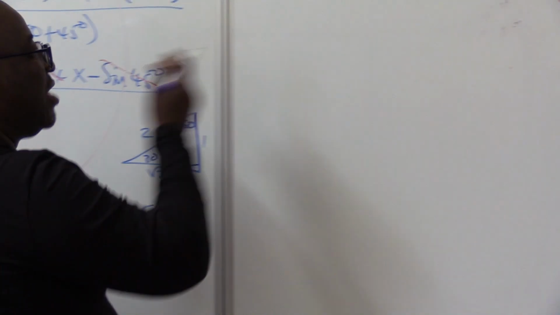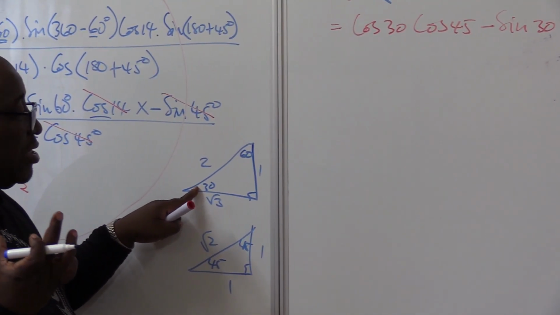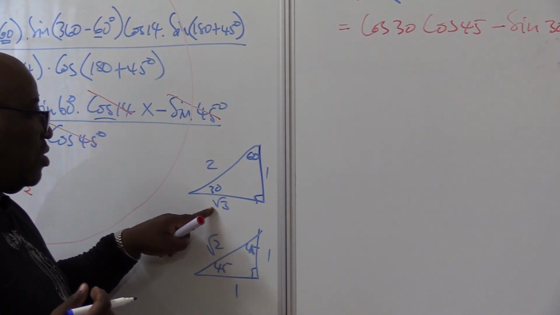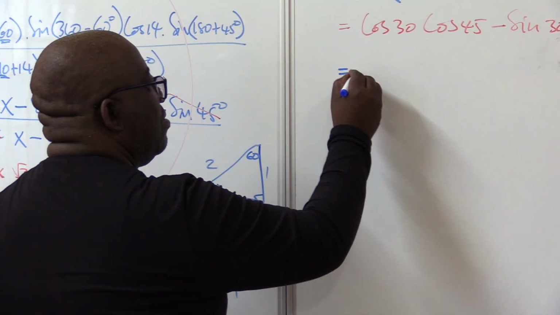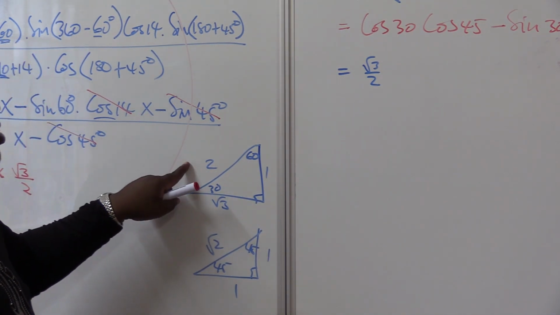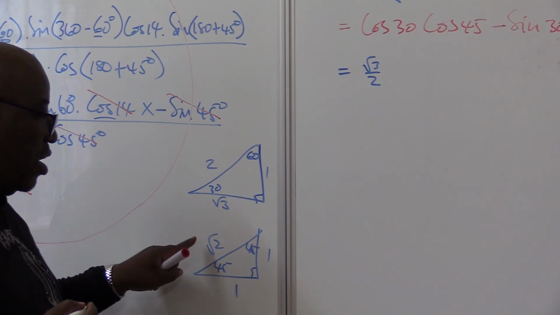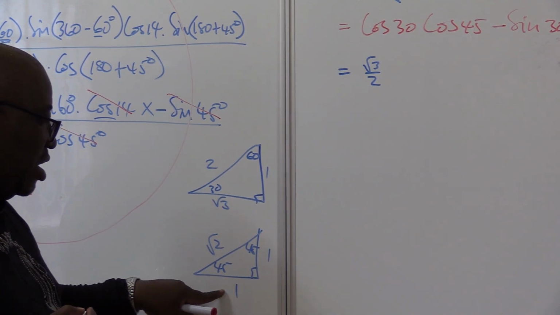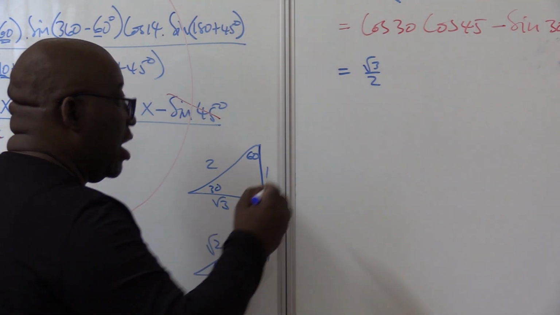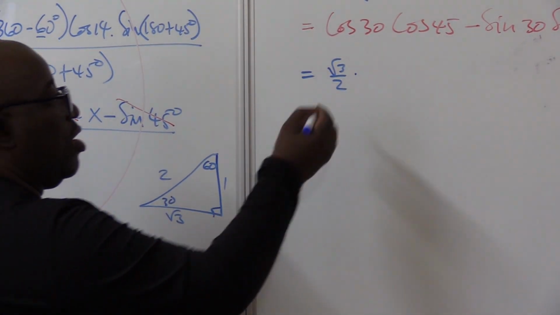Cos 30. What is cos 30? This is where 30 degrees is. And cosine, the definitions are important. Cosine is adjacent over hypotenuse. So cosine of 30 is root 3 over 2. Cos 45, this is where 45 is. Adjacent over hypotenuse. Even if I use this one, adjacent over hypotenuse, so cos 45 is 1 over root 2.